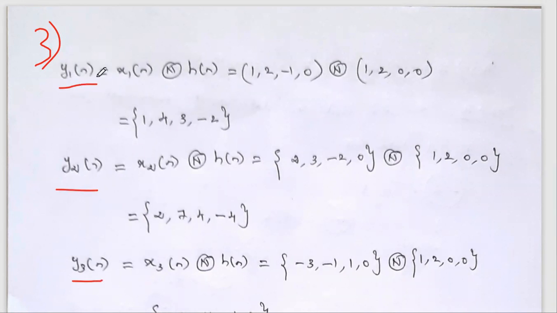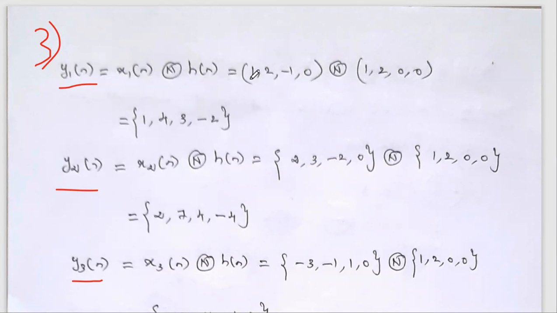What is meant by y1? Y1 is obtained by circular convolution of x1 with h of n. Using the matrix multiplication method, you have to find the answer. This y of n is not the same as the y of n obtained in the overlap save method. So you don't copy the y1 of n, y2 of n values from the overlap save method. The y1, y2 in the overlap add method are different.